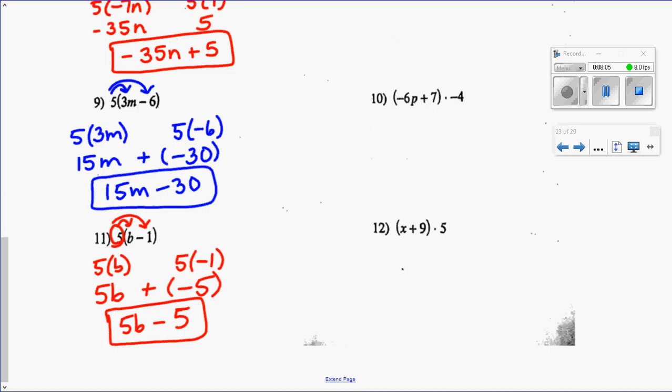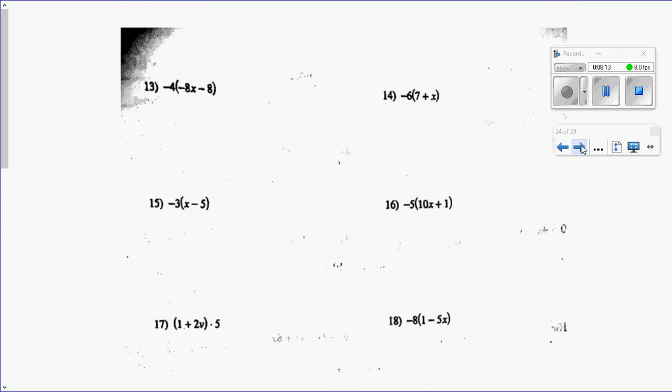Okay, flip to page 24. Go ahead and try 13, 15, and 17. These will be the last ones in the video. Go ahead and try those on your own. Unpause it when you're done, and you can check to see how you did.